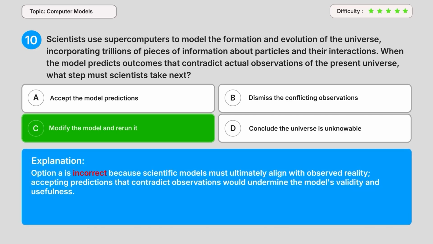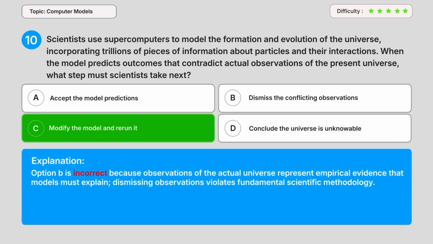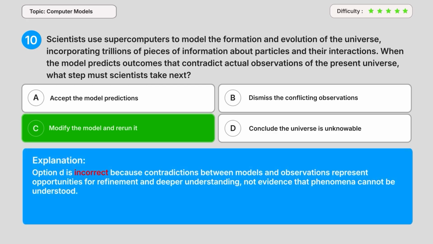Option A is incorrect because scientific models must ultimately align with observed reality. Accepting predictions that contradict observations would undermine the model's validity and usefulness. Option B is incorrect because observations of the actual universe represent empirical evidence that models must explain. Dismissing observations violates fundamental scientific methodology. Option D is incorrect because contradictions between models and observations represent opportunities for refinement and deeper understanding, not evidence that phenomena cannot be understood.